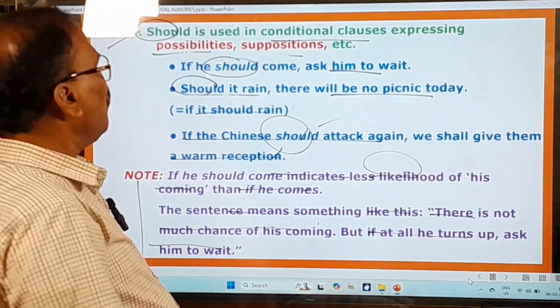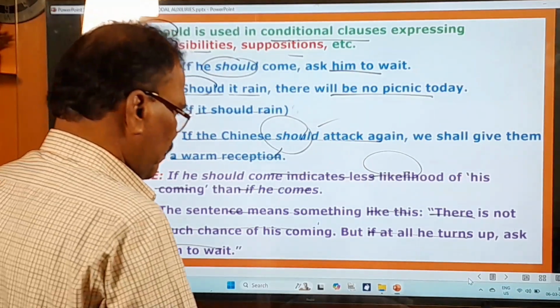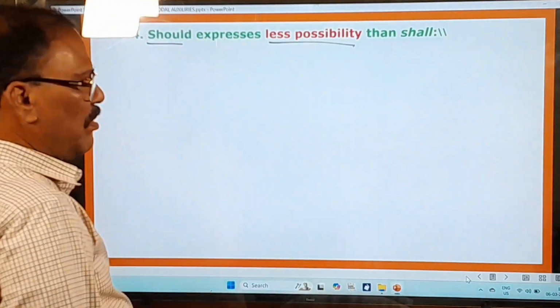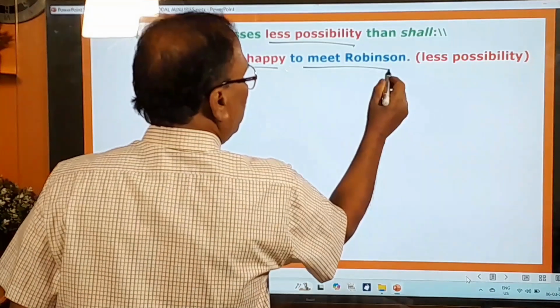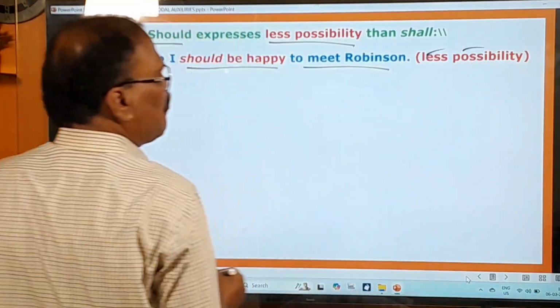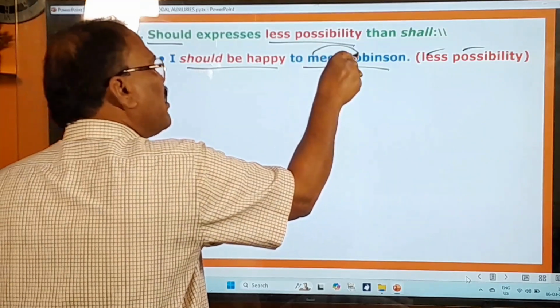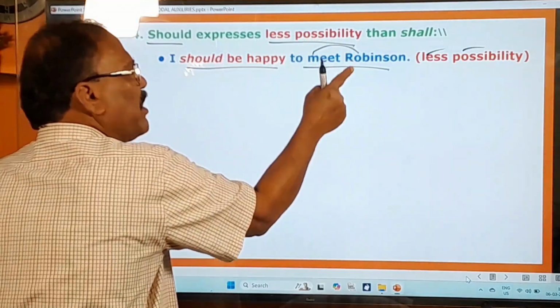Okay, and now you move on to learn about other important uses of this should. Fourth one is there. Should expresses less possibility than shall. Okay, it is there. How? I should be happy to meet Robinson. So less possibility is there. So that means the possibility of meeting Robinson is less in this sentence. I should be happy to meet Robinson.